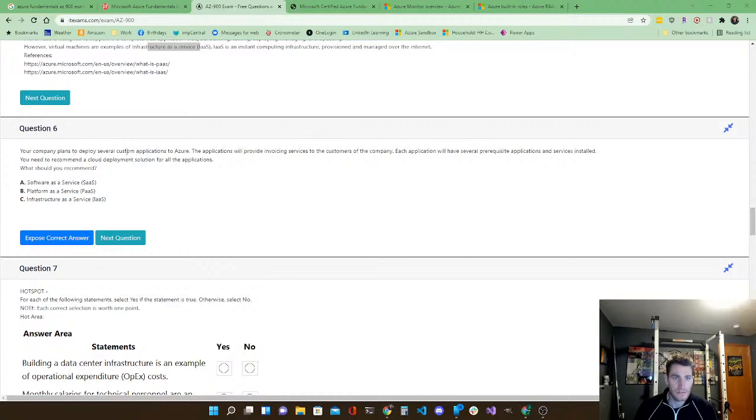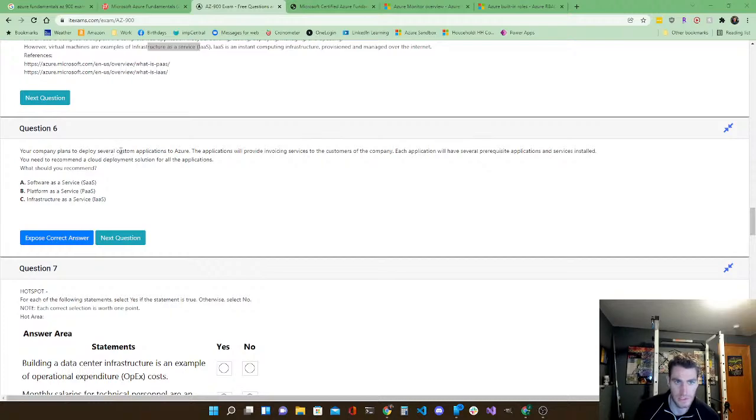Your company plans to deploy several custom applications to Azure. The application will provide invoice services to customers in the company. Each application will have several prerequisite application services installed. You need to recommend a cloud deployment service solution. What should you recommend? Invoicing service.